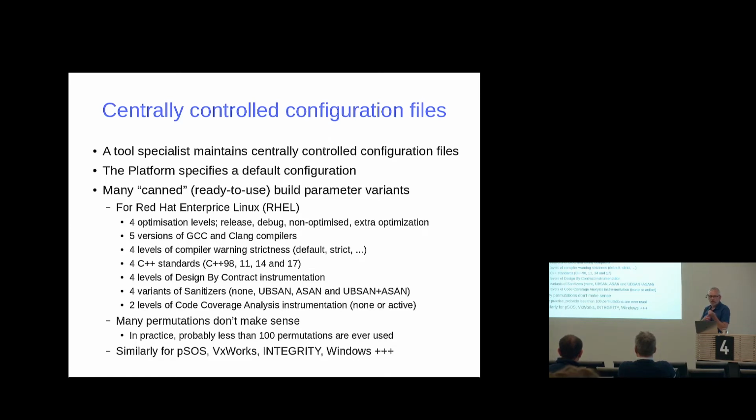If you take an example for Red Hat Enterprise Linux, we can choose between 4 optimization levels, like release, debug, non-optimized, and so on. We can select between 5 versions of GCC and Clang, 4 levels of compiler warning strictness, from default, strict, up to pedantic, 4 C++ standards, and so on and so on. Actually, this comes to a ridiculously large number of permutations, but most of them don't make sense. I think in practice, fewer than 100 permutations are ever used for Red Hat. But then, okay, this was Red Hat. We have the same platforms and these variants for PSOS, VxWorks, Integrity, Windows, and so on.